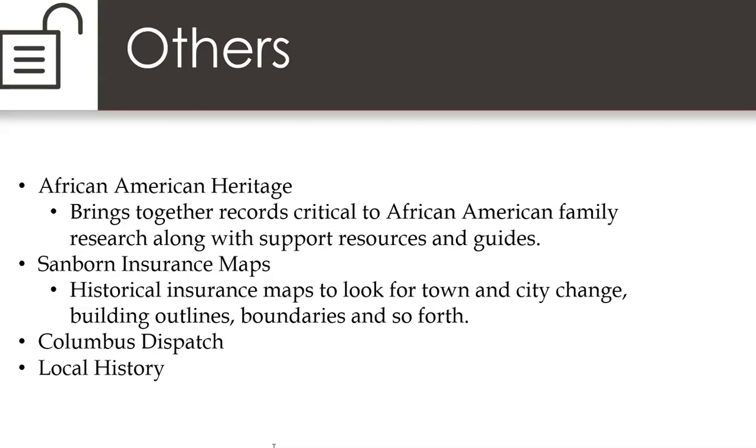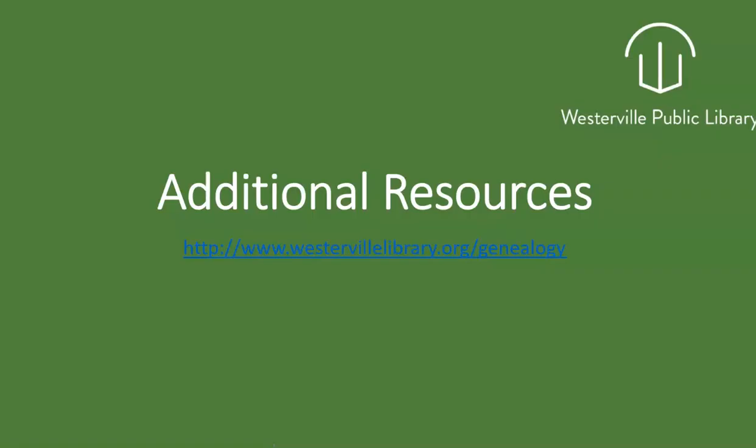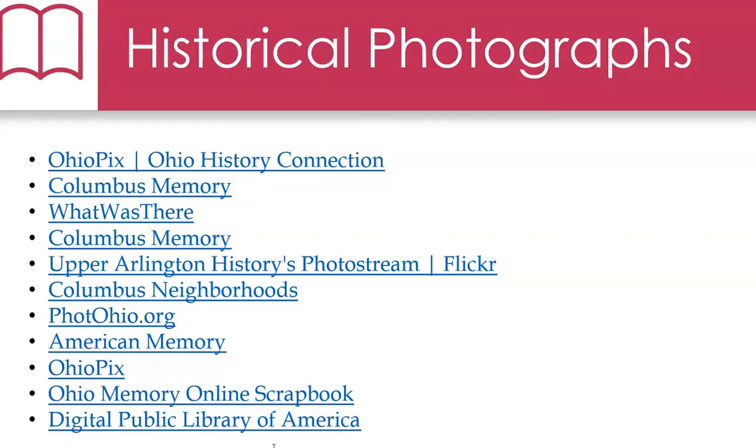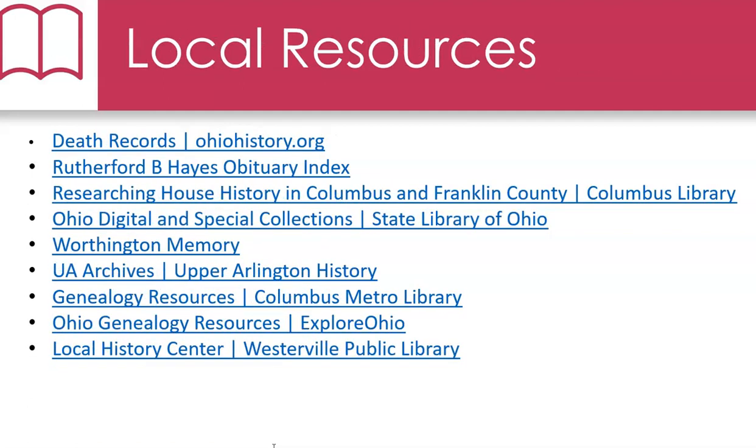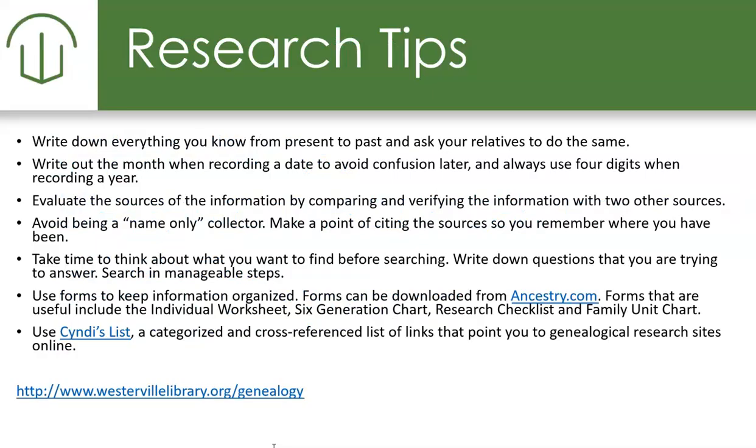We also have access to the Sanborn Insurance Maps, which are historical maps to look for town and city changes, building outlines, boundaries, and more. Additionally, on our website, you may access the Columbus Dispatch. And I'd like to mention that we do have a local history department on site at the library with a team of experts specifically in Westerville and local history. There are some additional resources you might be interested in, including access to historical photographs, local historical organizations, and some additional resources in the greater Columbus area and throughout Ohio.